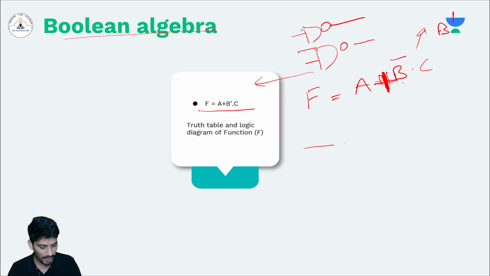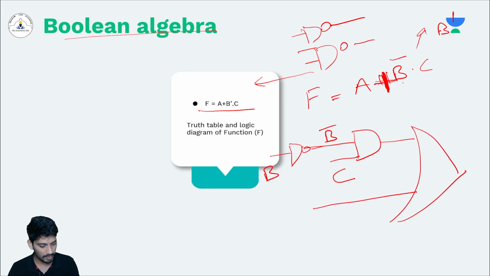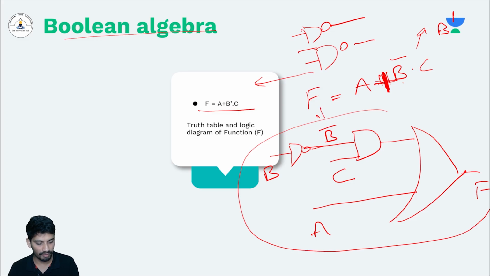So it is a and b bar c. Let's say this is c and this is b bar. I am applying b here, I will get b bar here, and I am adding that to a. So finally this is my output. This is the logic diagram of this function f.